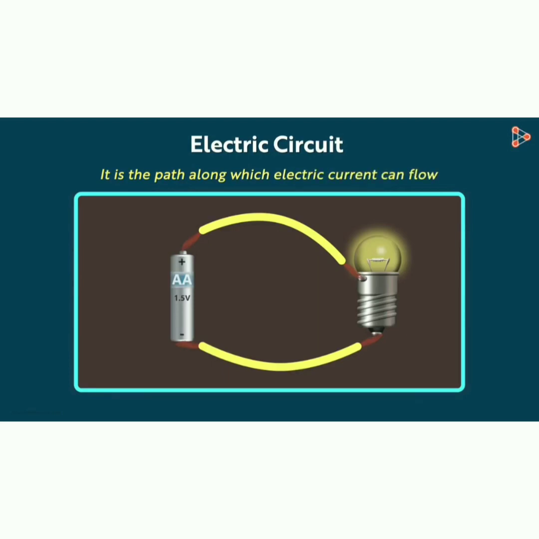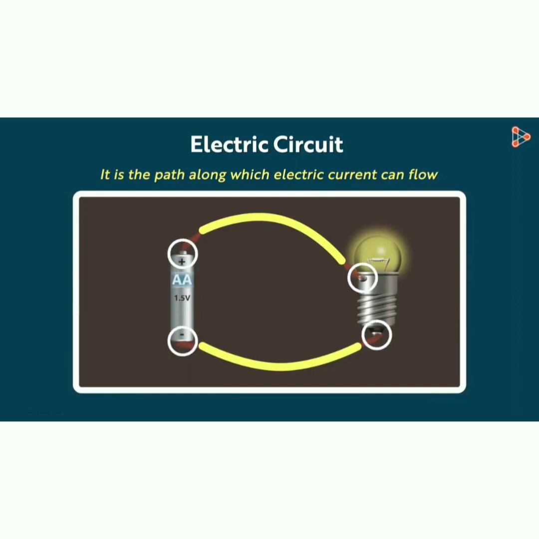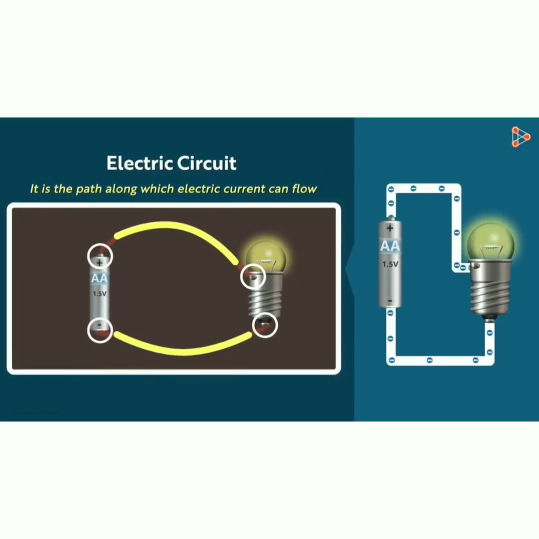You can see here that a closed loop is formed. All the terminals of the electric cell and the bulb are occupied. So here the electric current is flowing along a closed path. We say that the electric circuit is complete. But how exactly does electricity flow through the circuit?